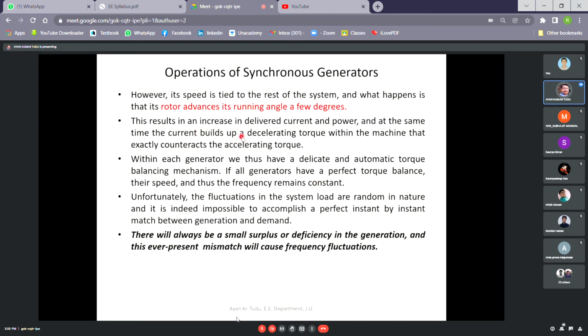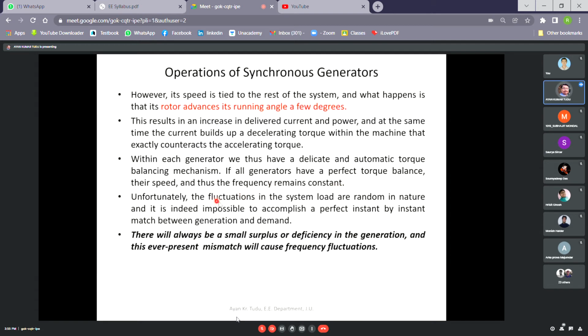This results in an increase in delivered current and power. At the same time, the current will be building up a decelerating torque within the machine that exactly counteracts the accelerating torque. Okay, so within each generator we thus have a delicate automatic torque balancing mechanism. If all the generators have a perfect torque balance, their speed and thus the frequency remains constant.